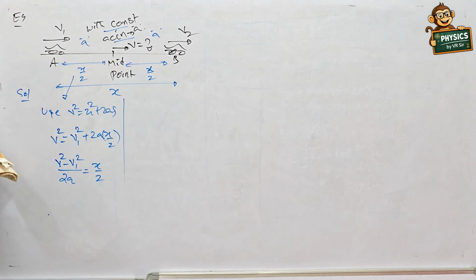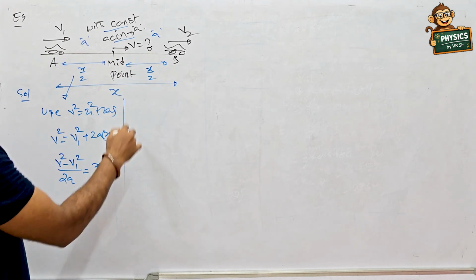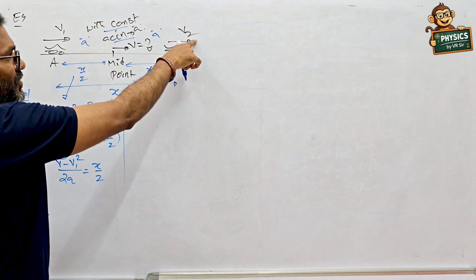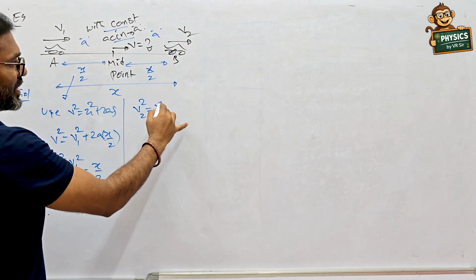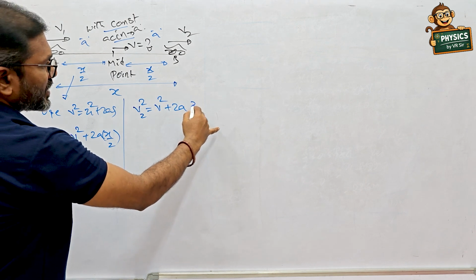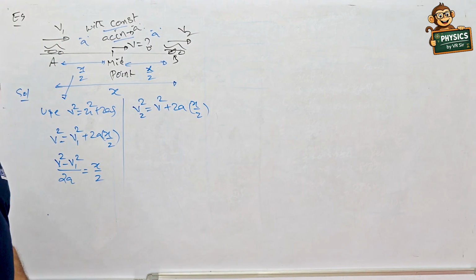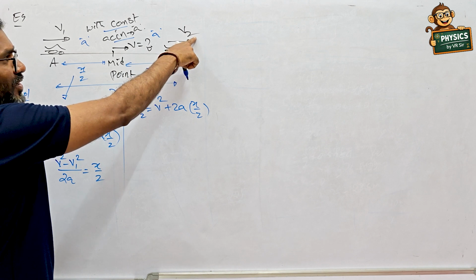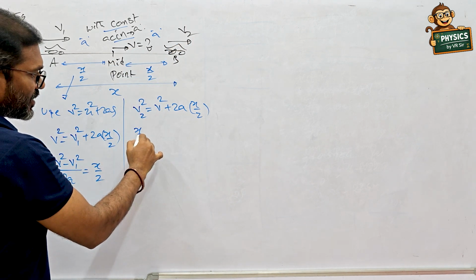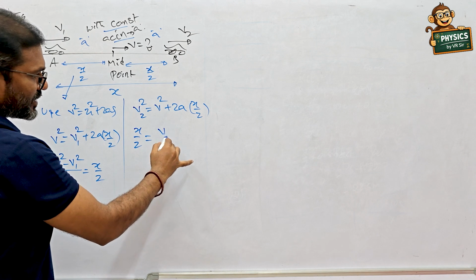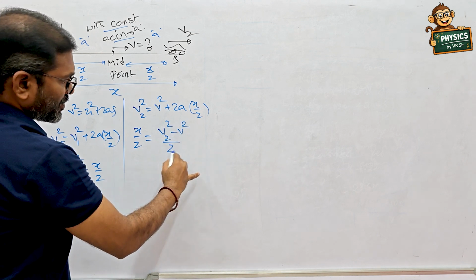Now for the second part, the same equation we can use. What is that? Final velocity v2, initial velocity is v. So v2 square is equivalent to v square plus 2a times x by 2 again. Hope you are following. For the second part, final velocity is this and initial velocity is this. Now again x by 2 is nothing but v2 square minus v square by 2a.